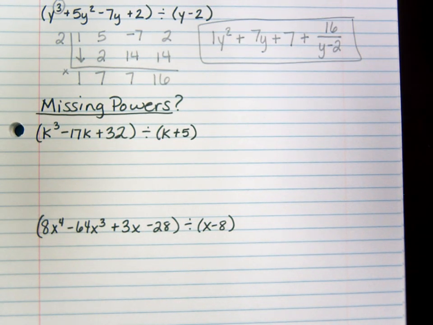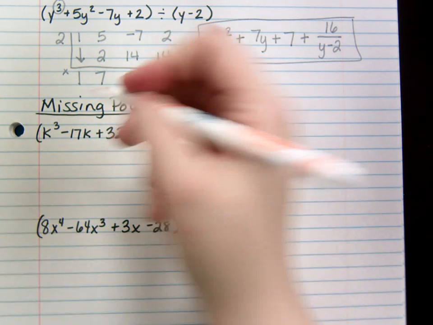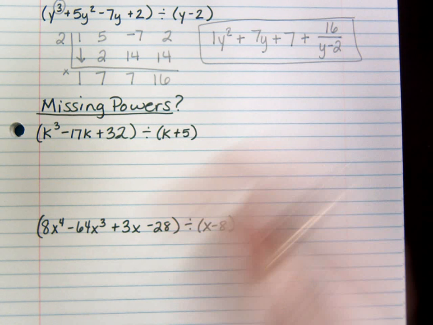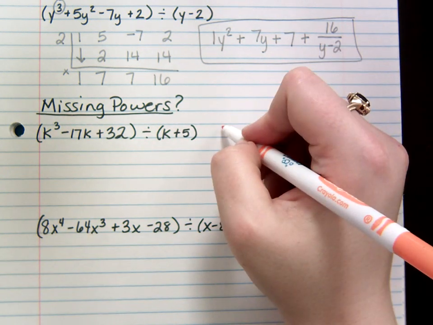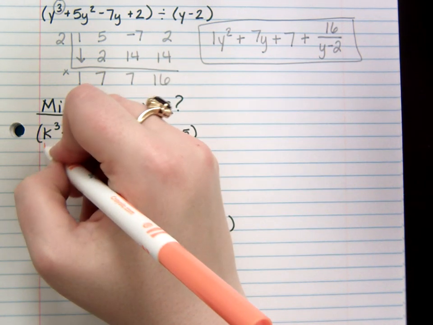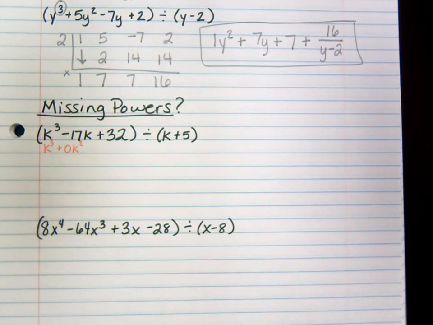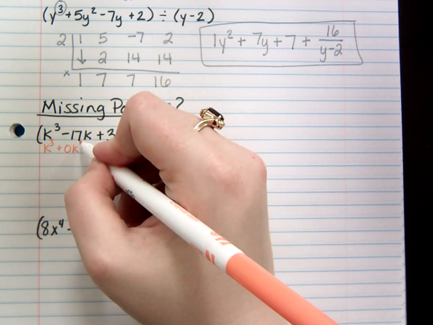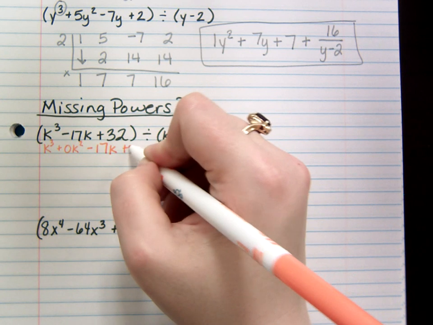Now, if you are missing a power, you still have to include it when you do the division. So for instance, on this one, it's missing a k squared. Many of my students in the past forget to include that if they don't see it written. So you might consider rewriting it. This is going to be k cubed plus 0k squared, because there are no k squareds. So minus 17k plus 32.